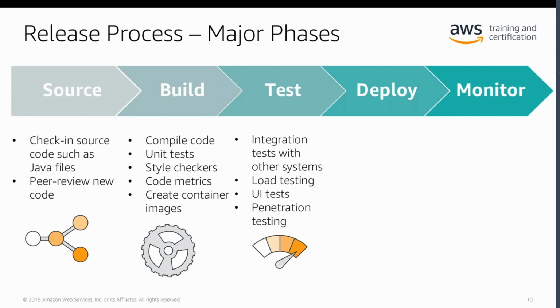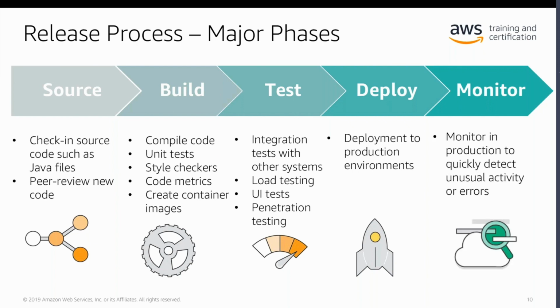So everything passes the test stage and we move on to the deploy stage, and we can deploy into production environments. There are various strategies for going about doing that, as we'll see. Then we can monitor it, and we can detect unusual activity or errors in production. We can also feed information back to the developers and tell them what we're seeing in the production phase itself.